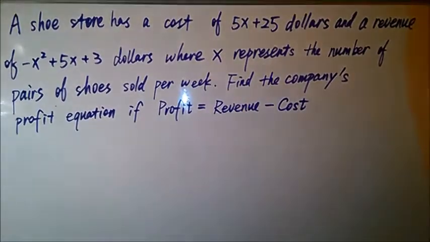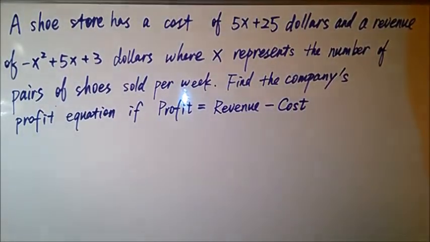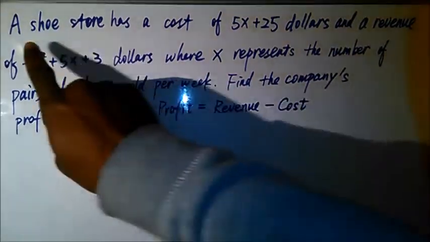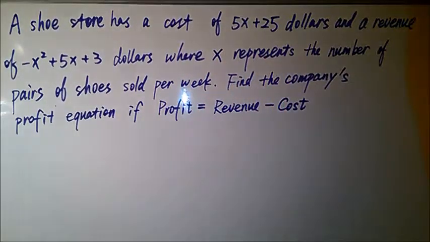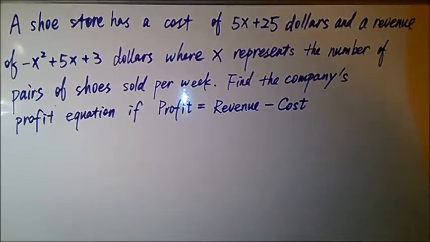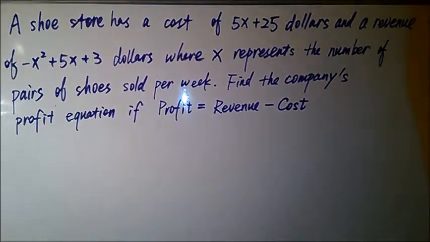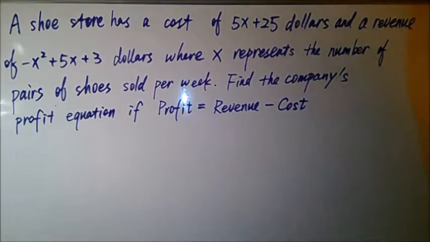Okay, with this next question, it's a word problem. A shoe store has a cost of 5x plus $25 and a revenue of negative x squared plus 5x plus $3, where x represents the number of pairs of shoes sold per week. Find the company's profit equation if profit equals revenue minus cost.